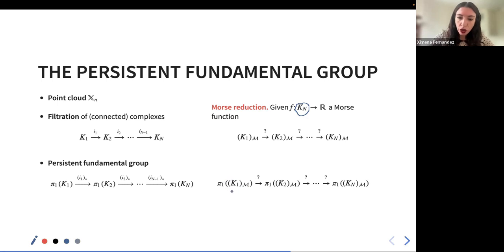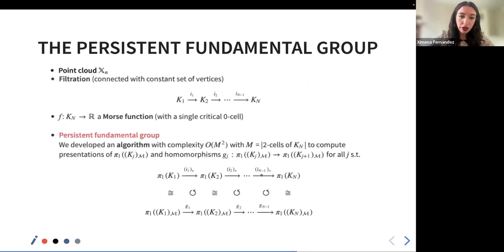So we have an algorithm to compute a presentation of pi1 of the Morse complex at every level of the filtration. The problem is that this is too inefficient to run this algorithm for every level of the filtration. And also we are interested in the morphisms. So how to do that?